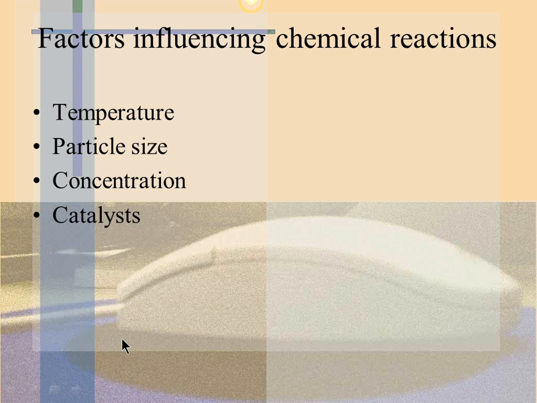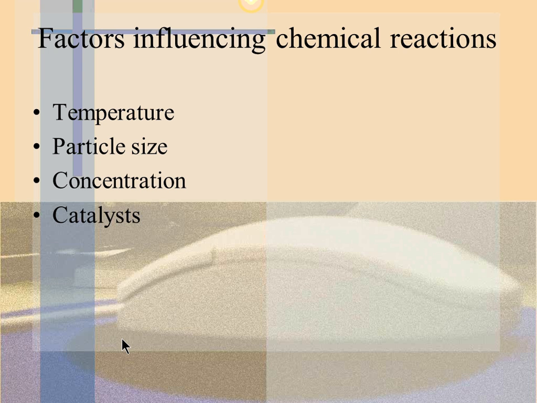Now here are some factors which influence chemical reactions. Temperature: usually higher temperatures tend to speed up chemical reactions, up to an optimal level, which is why you need to maintain your body temperature. If your body temperature gets too high, then enzymes can get denatured. If your body temperature gets too low, all metabolic activities kind of stop, right? So you need an optimal temperature. Raising the temperature to a certain level speeds up the action.